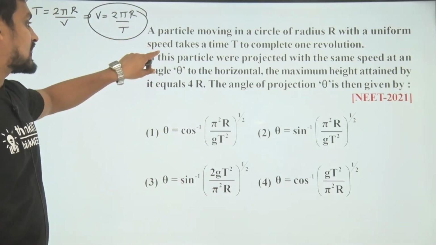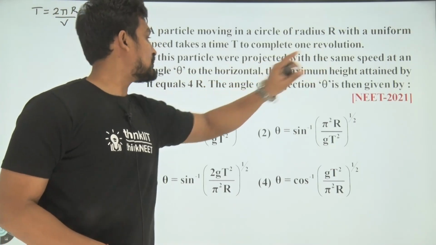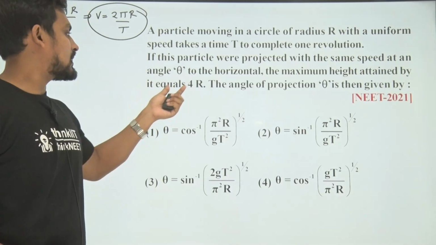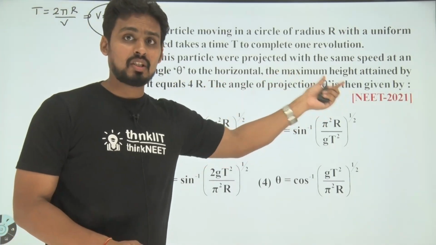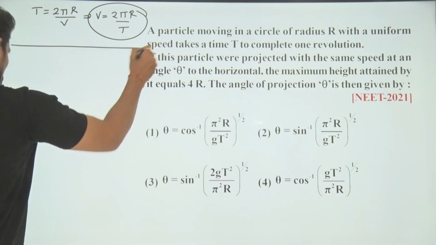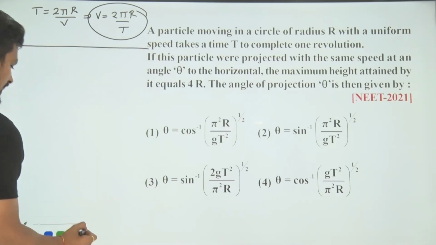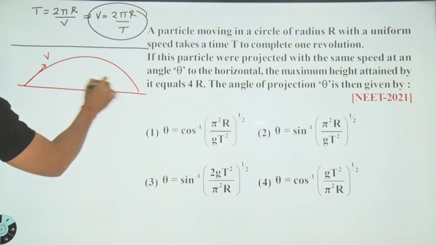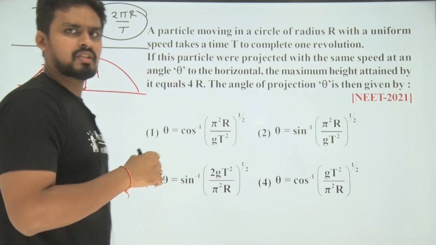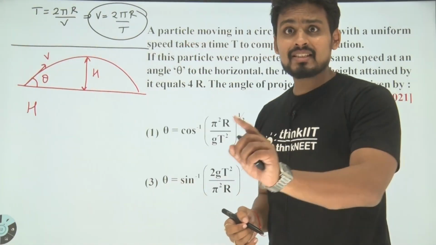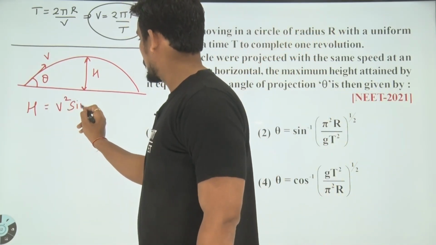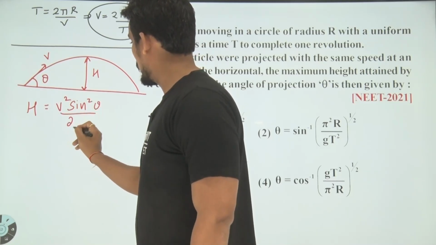Now the next part says that if this particle were projected with the same speed at an angle theta to the horizontal, the maximum height attained by it equals 4r. The angle of projection theta needs to be calculated. So in this particular question, when we are talking about the projectile, speed is v and this angle is theta, the maximum height is given as, what is the expression for maximum height? It is u square sine square theta by 2g. So this is equal to v square sine square theta upon 2g.